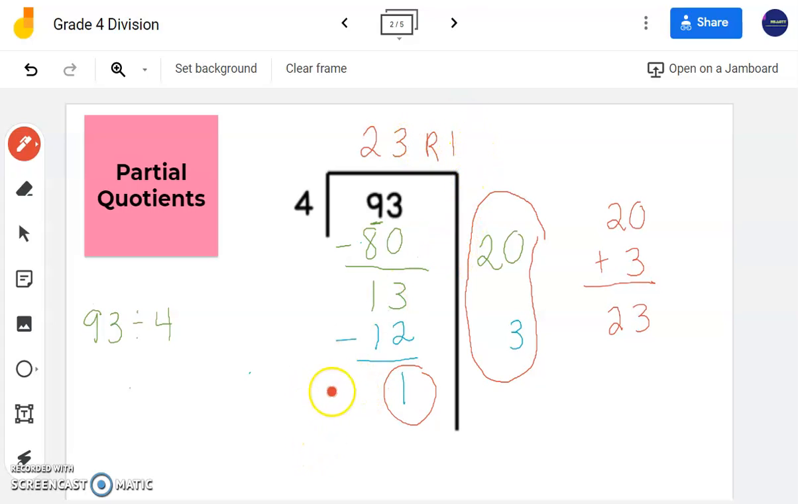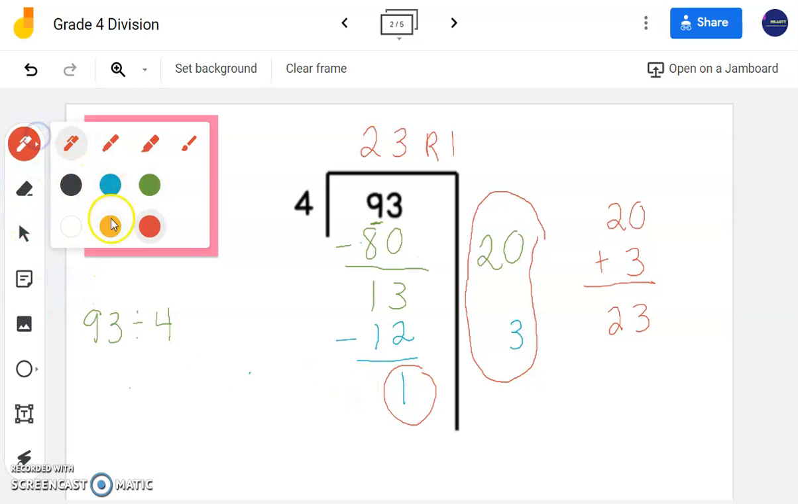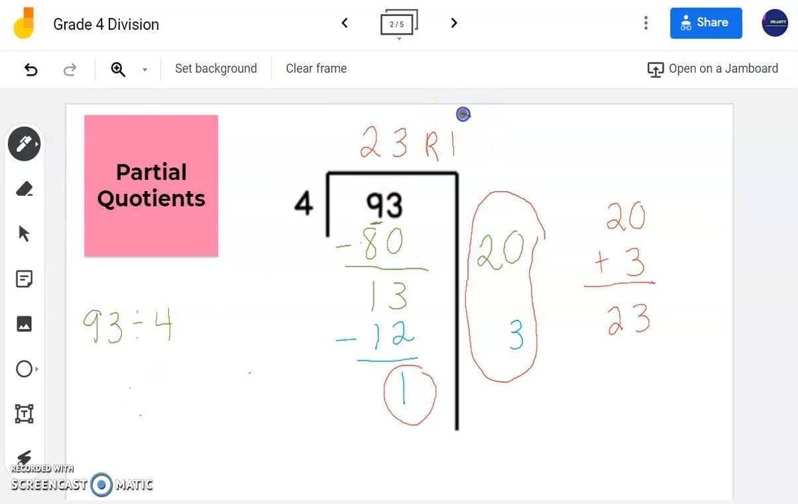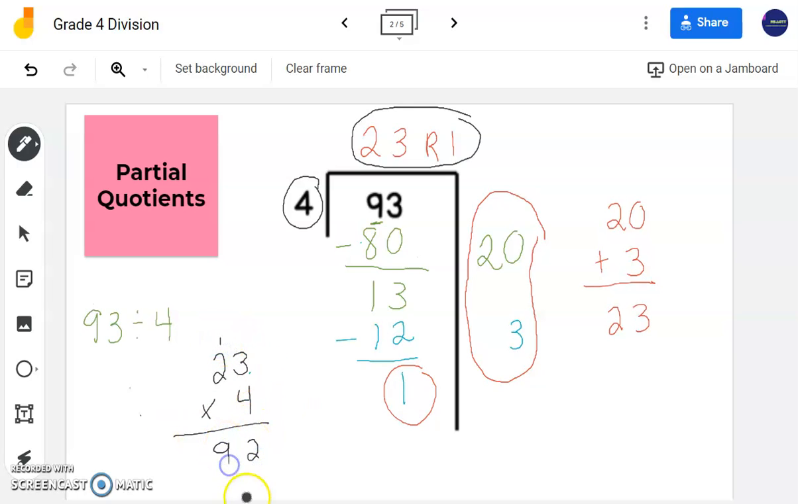Now, what I love about division is you can always check your work with multiplication. So let's see if what I did was correct. What we can do is take my quotient and multiply it by the divisor. Now, I'm going to take 23 times 4. Let's see what we get. So here when we're multiplying, we get 92.